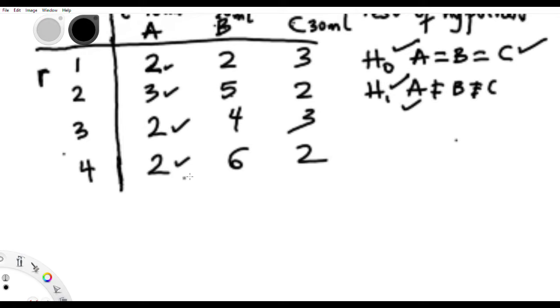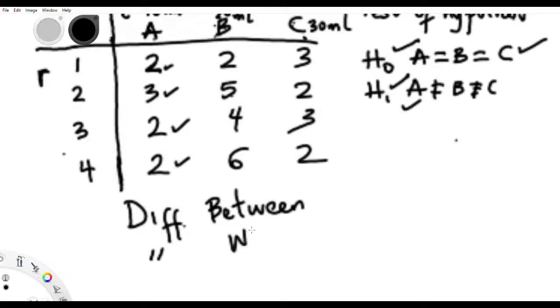In ANOVA, in order to test if there's a significant difference, we need to know the differences between each group. That is, if there's a difference between A, B, and C. And we also need to know the differences within a group itself. Is there any difference within group A, is there any difference within group B, and the likes? So differences between, differences within, that's what we are trying to get.